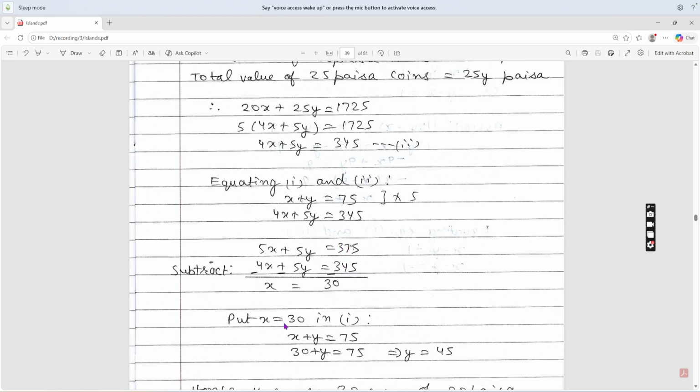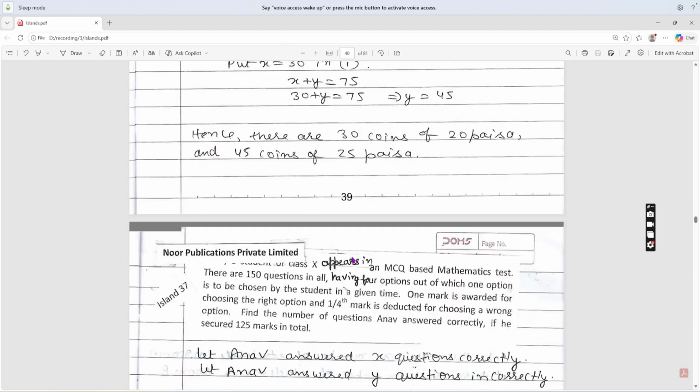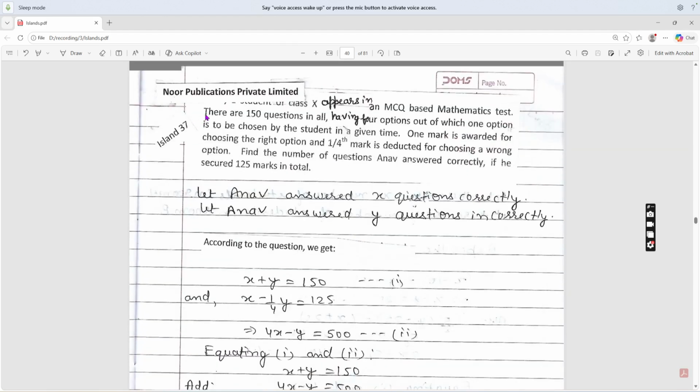So now we are going to put x is equal to 30 in equation 1. Equation 1 is x plus y is equal to 75, but x is equal to 30. So 30 plus y is equal to 75. Hence y is equal to 75 minus 30, that is equal to 45. Hence there are 30 coins of 20 paisa and 45 coins of 25 paisa, because x is equal to 30, the number of coins of 20 paisa, and y is equal to 45, the number of coins of 25 paisa. Okay, next we will see.